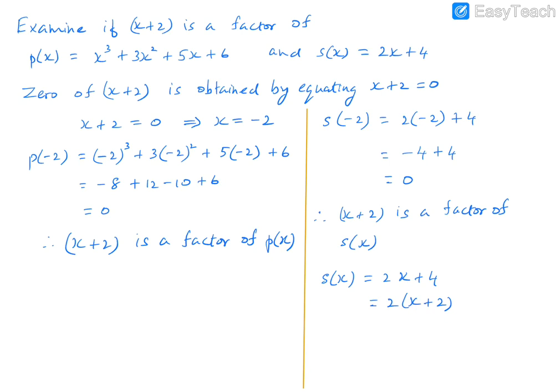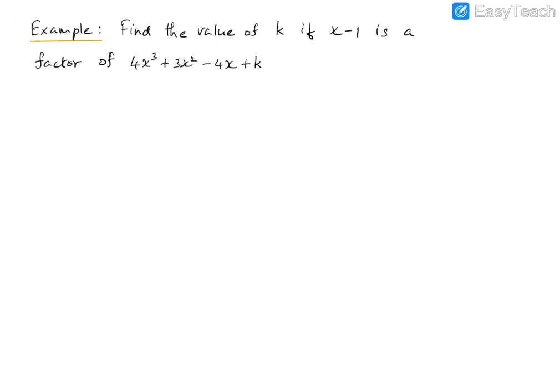So x plus 2 is clearly a factor of 2x plus 4, okay, which is what we have verified here as well. When we substitute x equal to minus 2 in the polynomial, it evaluates to 0. That means this is the remainder after division by x plus 2, so the remainder is 0, okay. Let's move on to the next problem, next example.